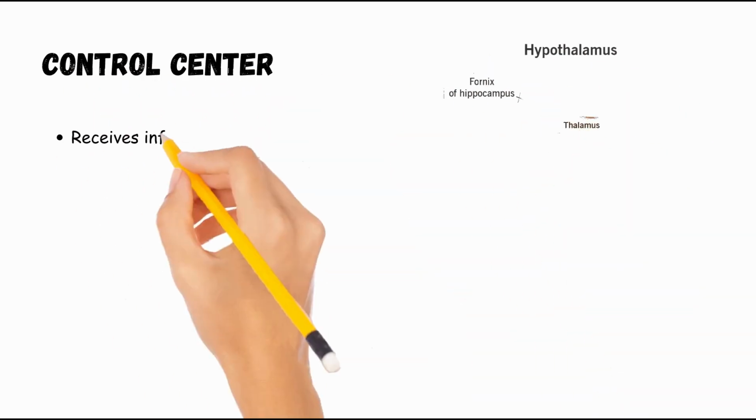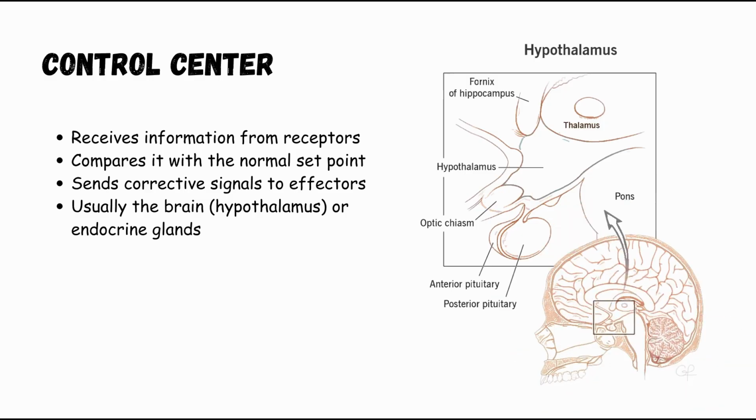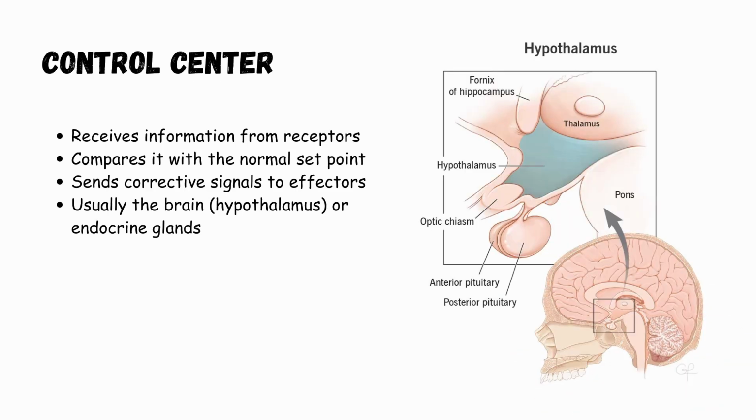The control center receives information from receptors and compares it with the normal value or set point. If a deviation is detected, the control center sends signals to effectors to bring the parameter back to normal. In the human body, the hypothalamus plays a major role as a control center, especially for temperature and endocrine regulation.